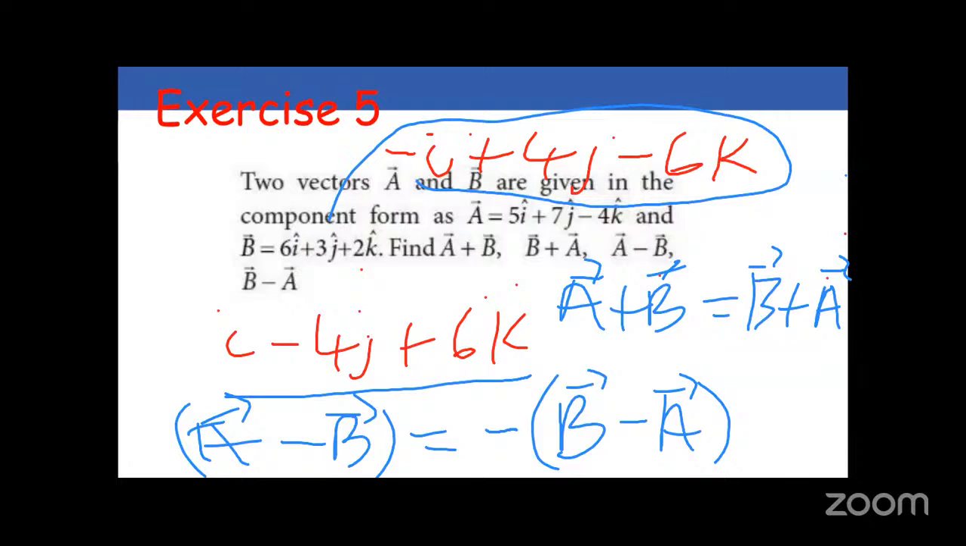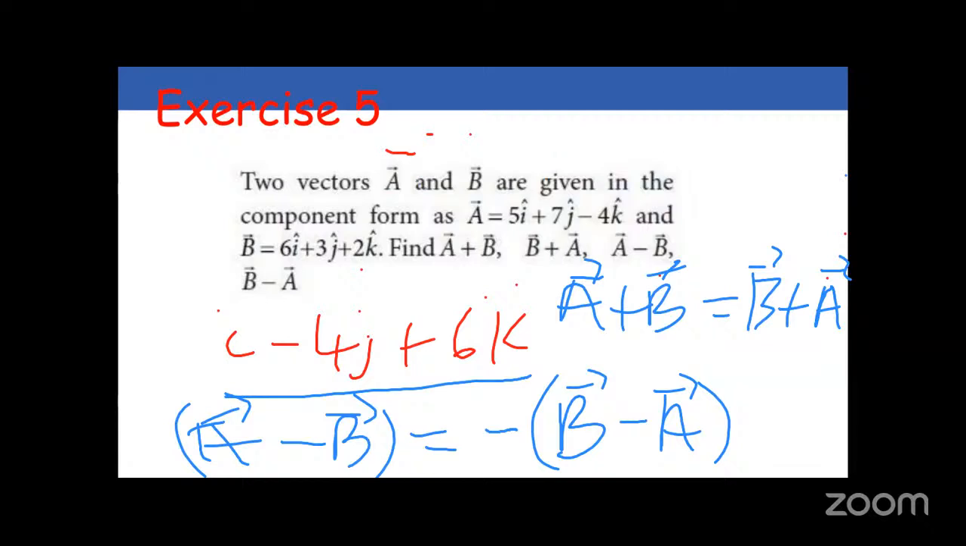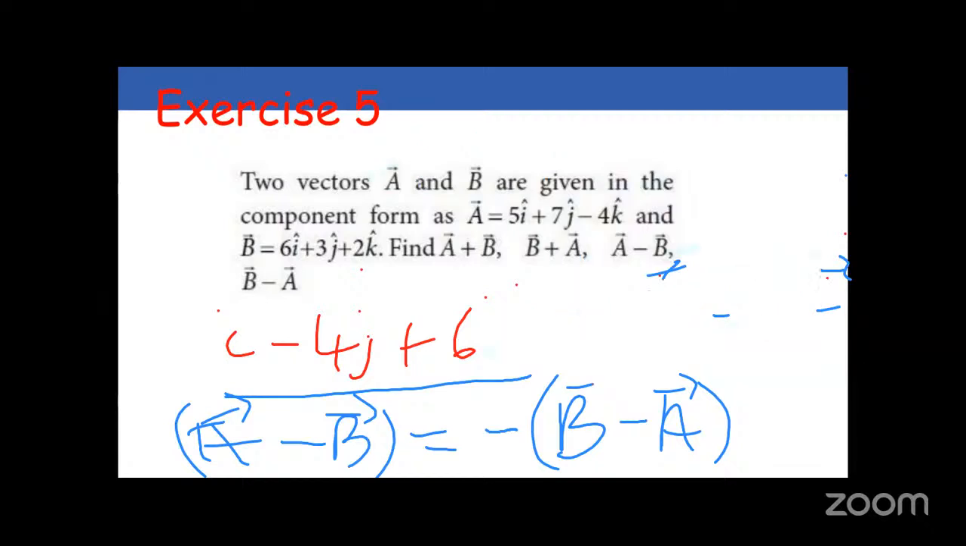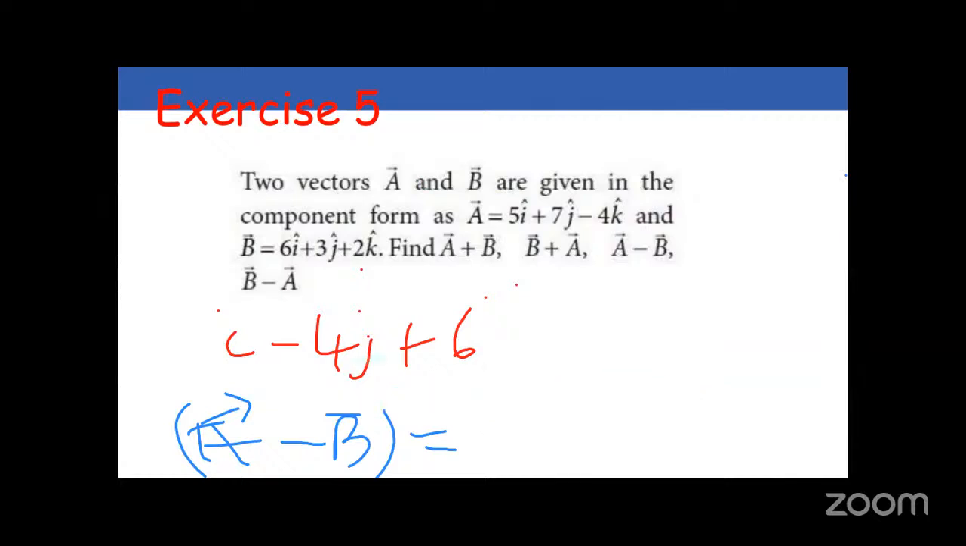But subtraction is not commutative. Subtraction of two vectors is not commutative. So note that. Let's move on to the next exercise.